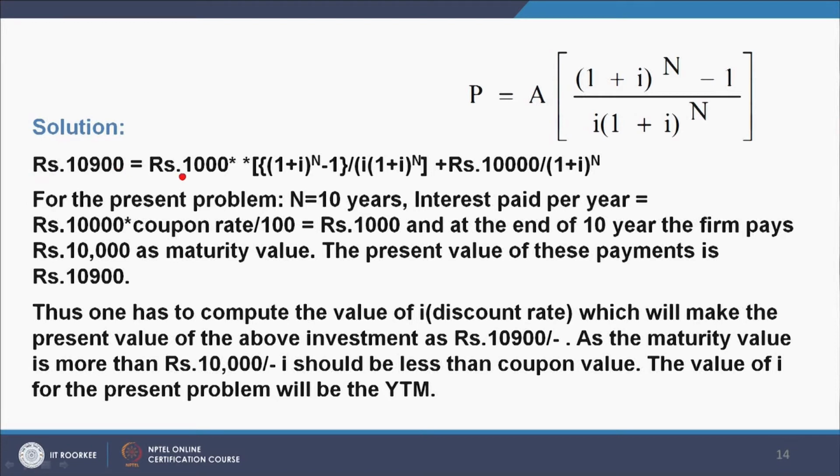So, the problem is: what should be the value of I which will give us this value? That value of I is required. Thus, one has to compute the value of I, the discount rate, which will make the present value of the above investment 10,900. As the maturity value is more than 10,000, I should be less than the coupon value. The value of I for the present problem will be the YTM. Now, let us see the computation.